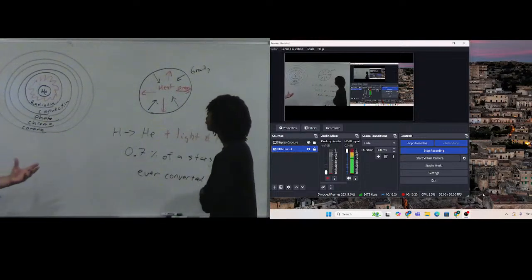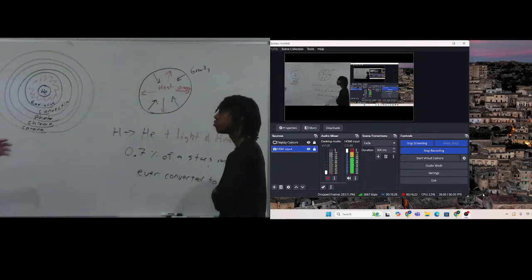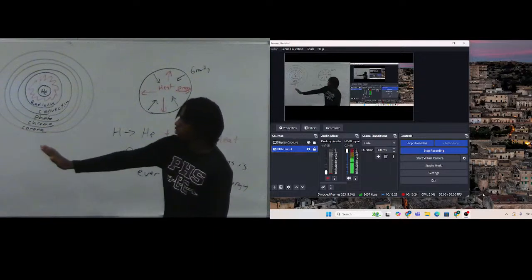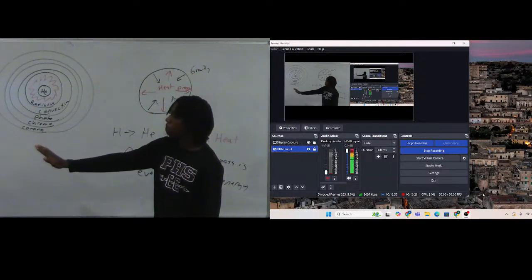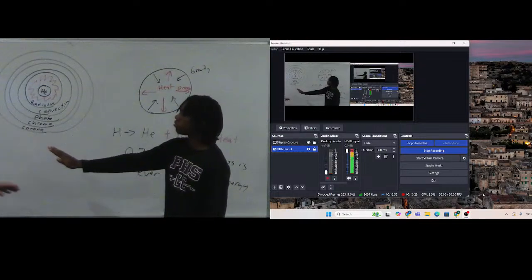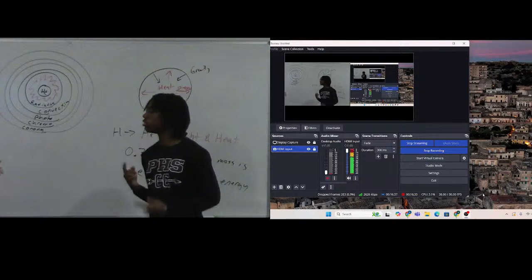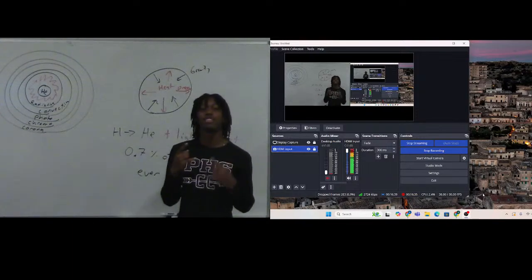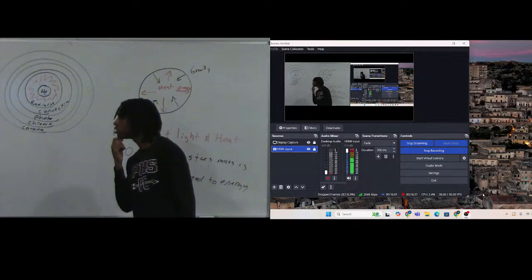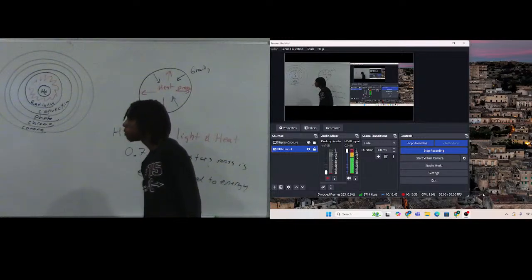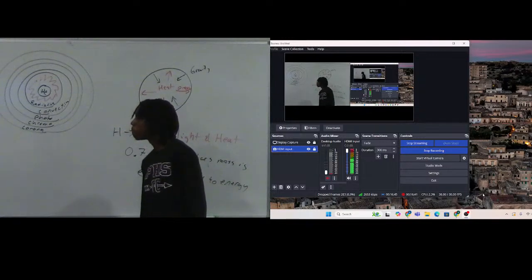Now I want you to think about some other factors. As I get big, as you push me out, I'm further away from the core. I'm further away from any fusion. I'm going to get hotter or colder? I'm going to get colder. So the star's going to get bigger, but the surface is going to get cooler. And yet because there's so much surface area, the whole thing gets brighter.